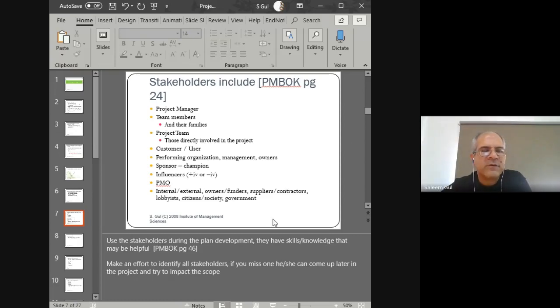That are lobbying for a project to happen, and they're hopeful that it becomes successful. So these are positive influencers. Then you've got competitors who want your projects to be unsuccessful, so they are negative influencers. So these people are also stakeholders in society and government and funders and suppliers and contractors and subcontractors, etc. These are all different types of people that we consider to be stakeholders.